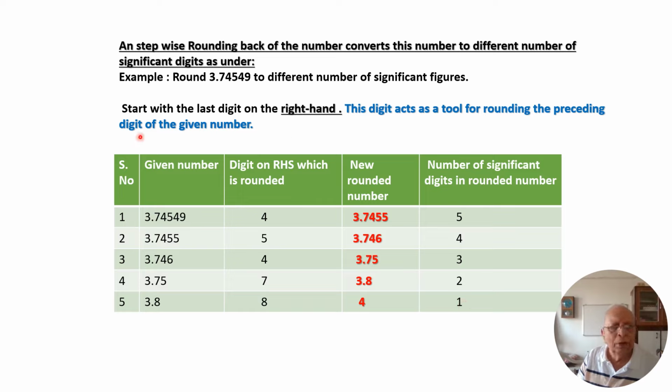But we have to start with the digit on the right hand side, at the extreme right. This digit acts as a tool for rounding a digit of the given number. Please go through it. It is very obvious that after rounding this number would change to 4 if it is simply kept as one digit after rounding. Well, then there are different numbers also, depending upon the total number of significant figures.